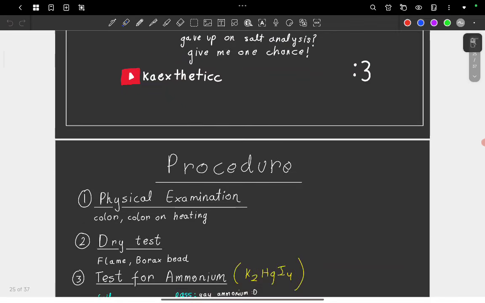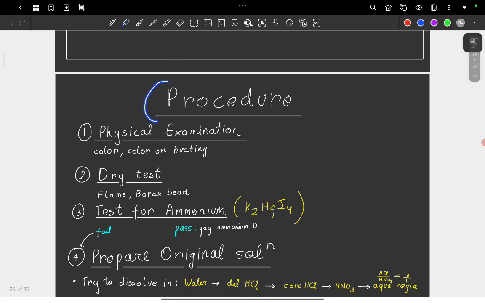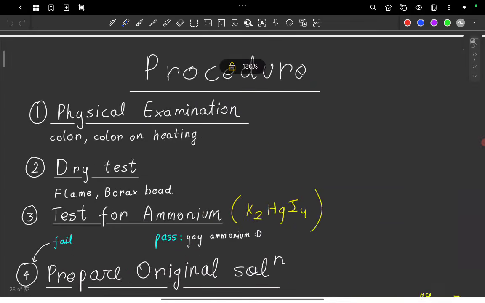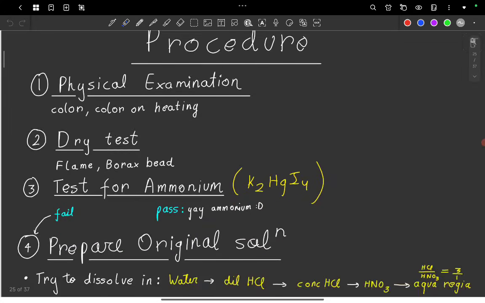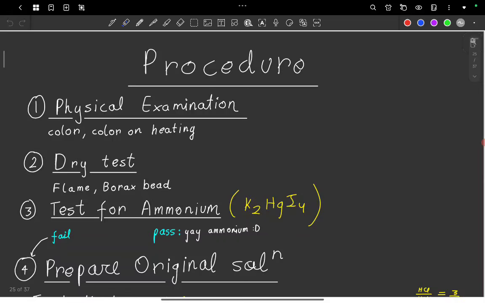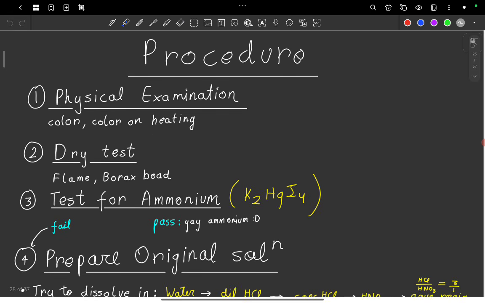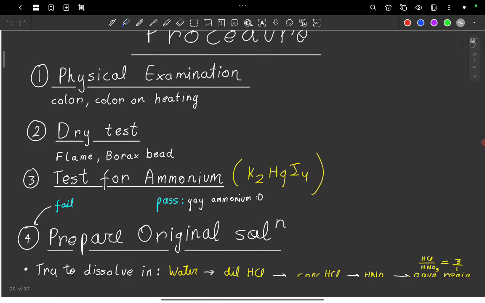So, first, let's start talking about how we test for basic radicals. What is the procedure? The very first thing that we have to do is a physical examination. The sample of the salt will be in front of you and you have to look at its color, and you have to heat it in dry state and see what color it changes to. So that is a physical examination.